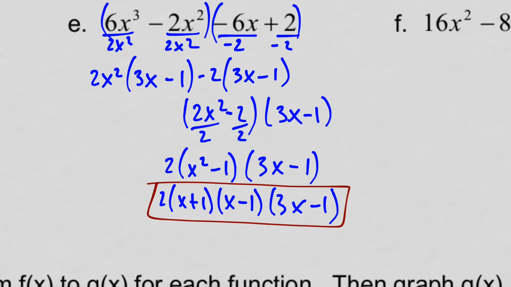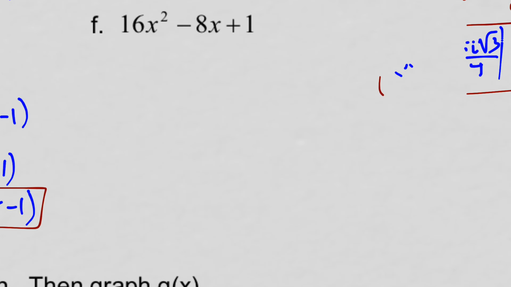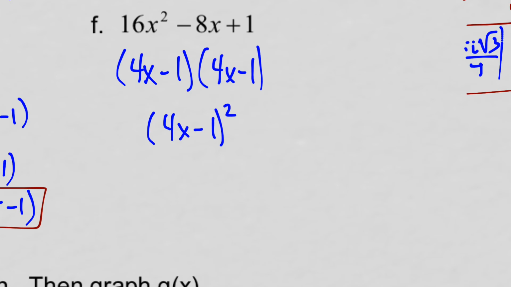Hey, that one was fun. Alright, F is all yours. You guys can handle that. Just use X factor. It should work out perfectly. If it doesn't, then I guess you're going to have to use quadratic formula or something, but try X factor. I think it works. Okay, go ahead and pause, come back and check your answer. Alright, there you go. There's the correct answer: 4x minus 1 times 4x minus 1, which you can write as 4x minus 1, quantity squared.